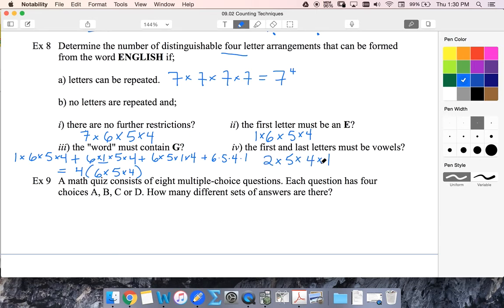So this is it. The other way to think of it is that we could have E, then 5, then 4 choices, and I, or I times 5 times 4 times E. So there's only one way that this is happening, one way that this is happening, which is the same as 2 times 5 times 4.